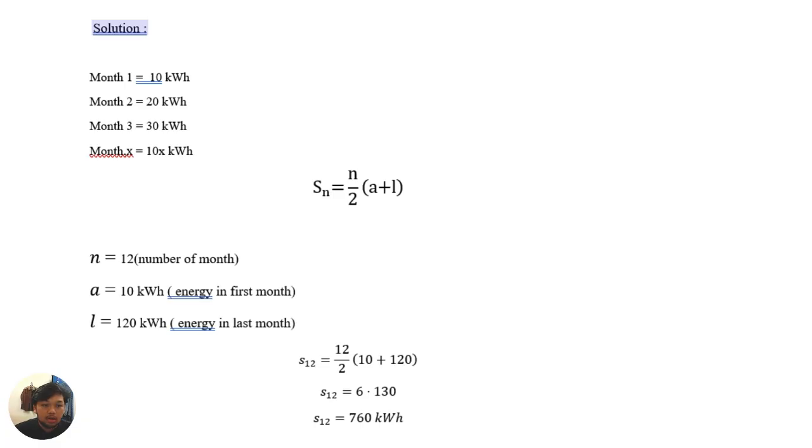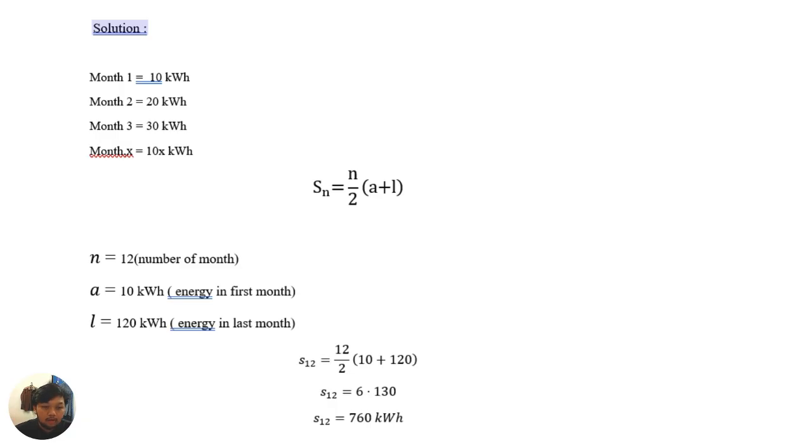So here's the solution. Month 1 is 10 kilowatt-hour, month 2 is 20 kilowatt-hour, and month 3 is 30 kilowatt-hour. And for the next months until month 12, it is 10 multiplied by the number of months. So the arithmetic formula we use is Sn equals n divided by 2 times bracket A plus L bracket.